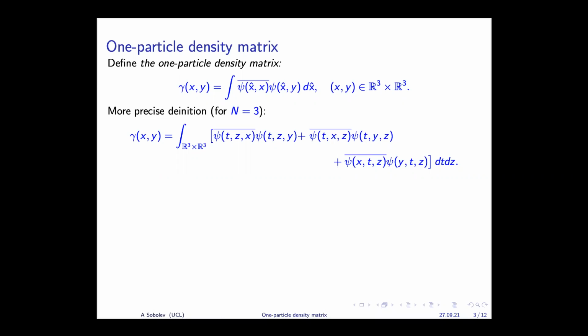And then the second term, you take out the middle variable, x and y. You see there in the middle, and you integrate over the remaining variables. And the last term is the last possible situation. You integrate in the second and the third variable. So that is the proper, most general definition of the one-particle density matrix.